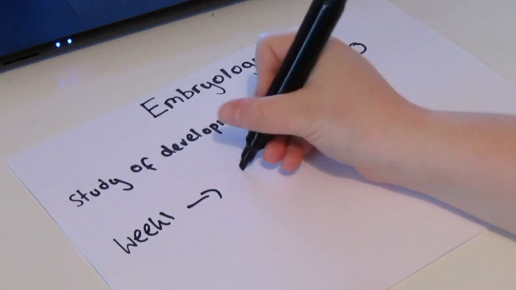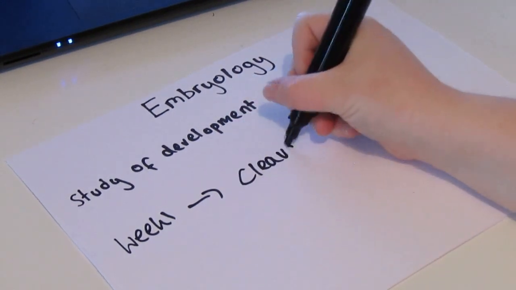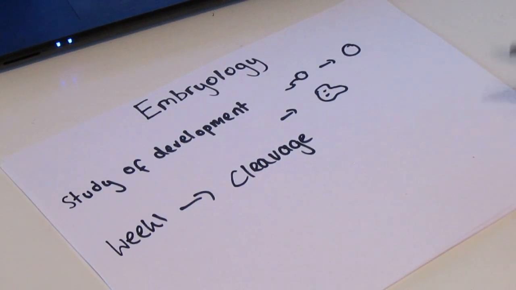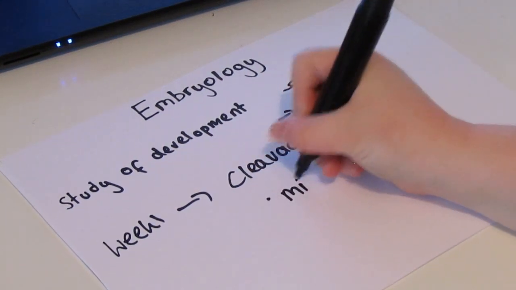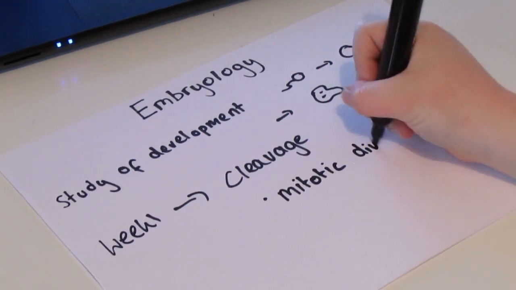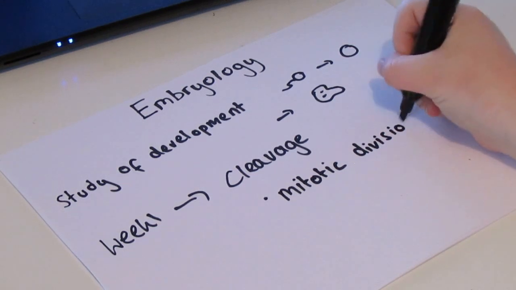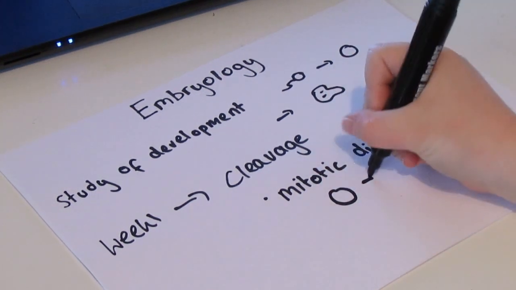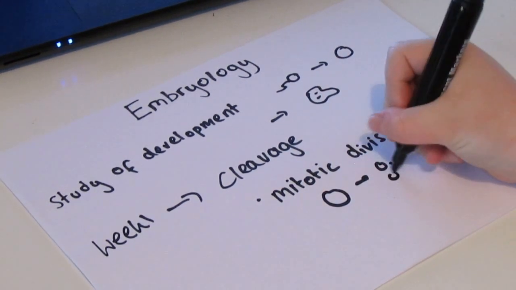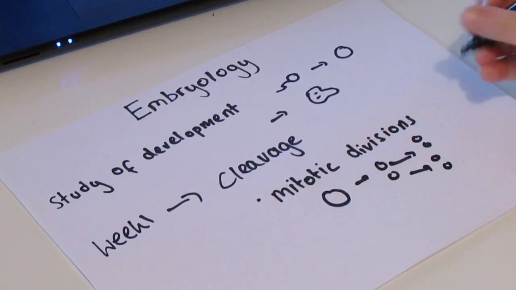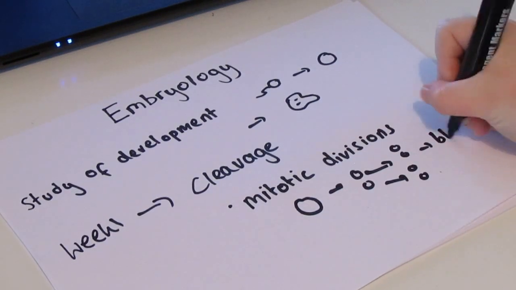we have cleavage. And now cleavage is basically mitotic divisions of the fertilised oocyte, so the fertilised egg, and it forms a blastula from a fertilised ovum. So here's the fertilised egg, and it's going to go through mitotic divisions, and it's going to keep dividing and keep dividing, and it's going to form a blastula.